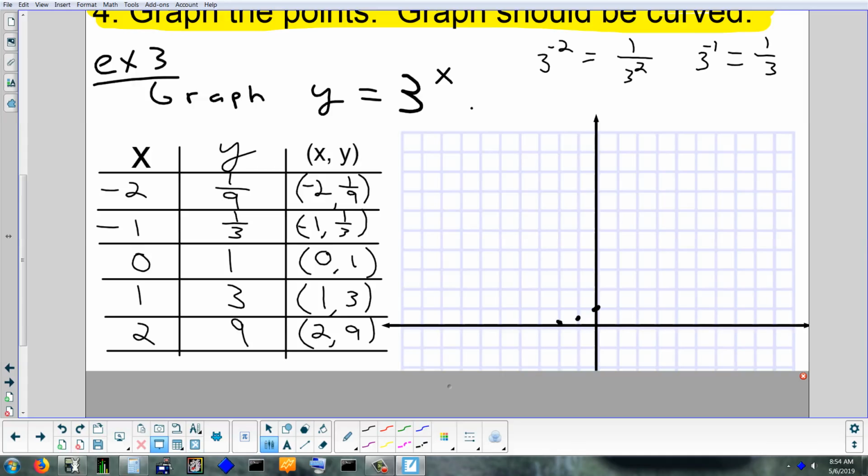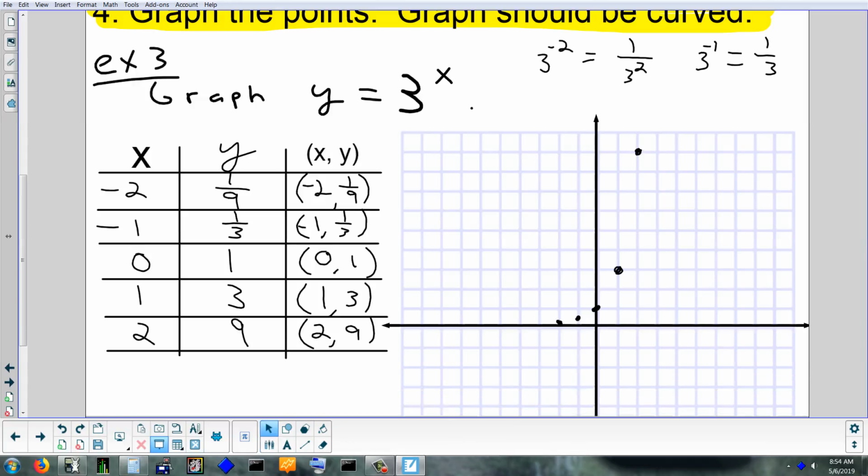What's my next coordinate? 1, 3. Now we can really start to see the curve. It's going to go up quick. My last coordinate? 2, 9. If you had gone any bigger with your x's, you would have gone off the graph. You wouldn't have had enough room. I think you have a graph a little bigger than mine, but you still couldn't go much bigger. So this is what your graph should look like.